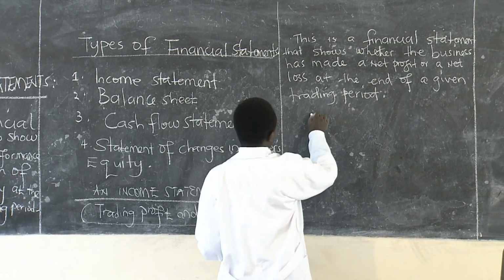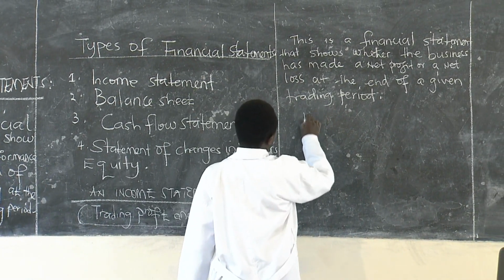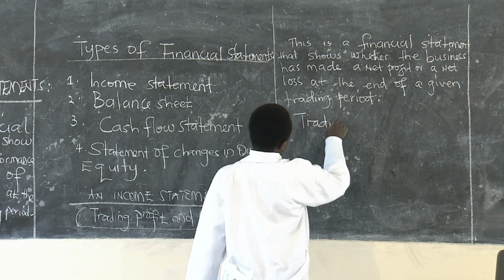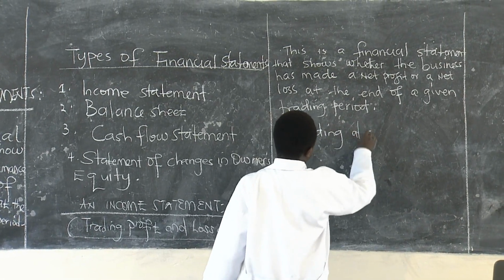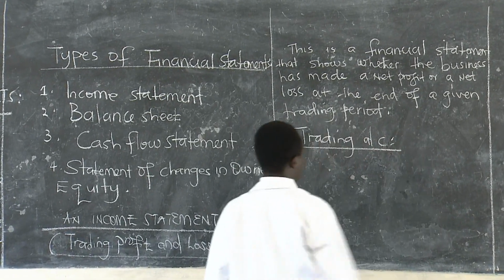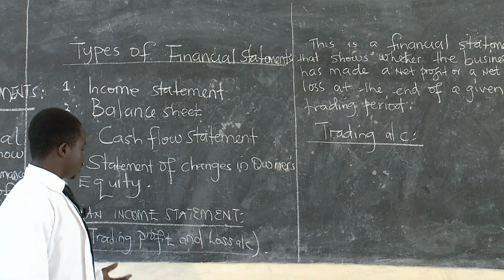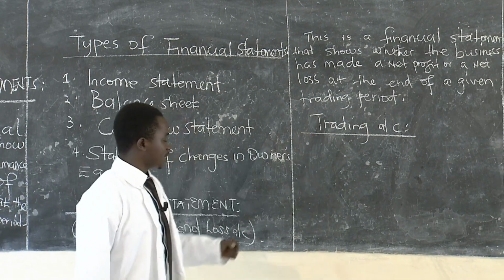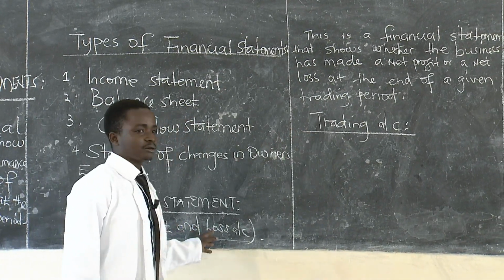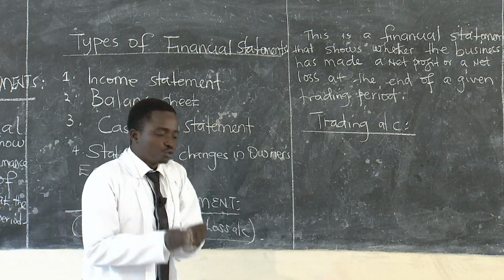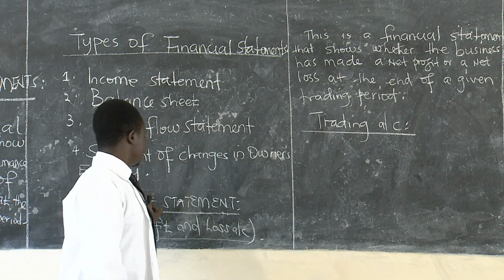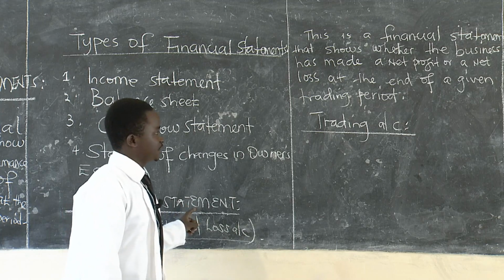So, we have to look at the trading account. Before you prepare an income statement, you must know how to prepare a trading account and how to prepare a profit and loss account. Then, when you combine the two, you form one thing, which is an income statement.